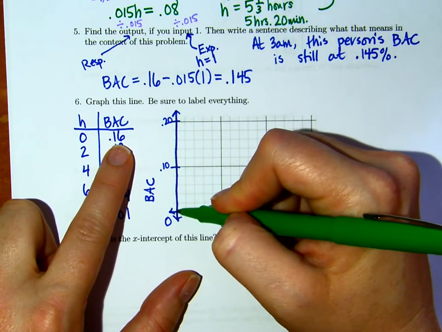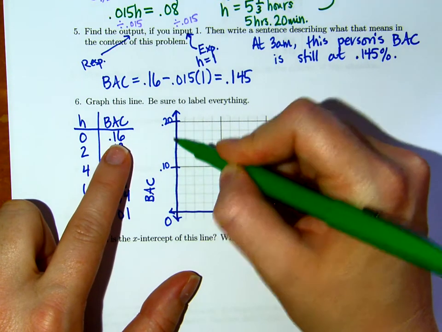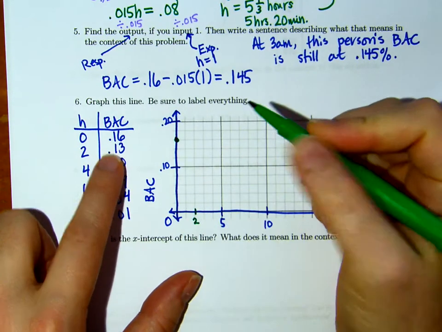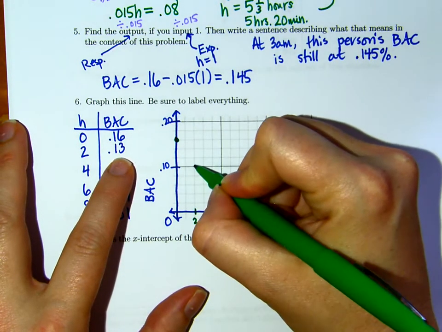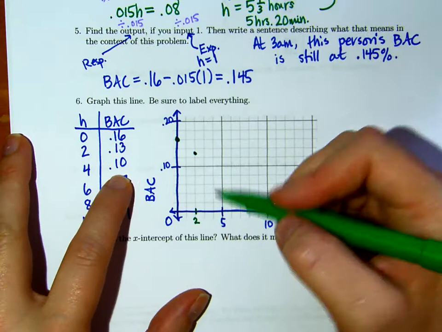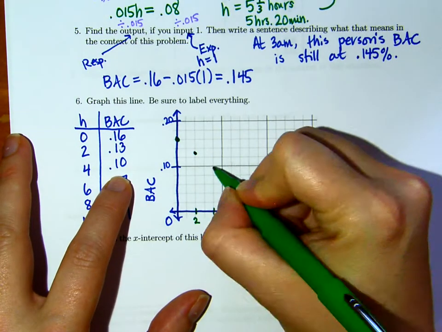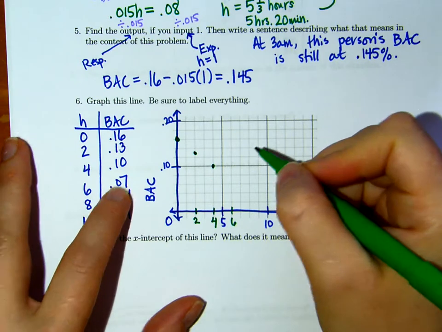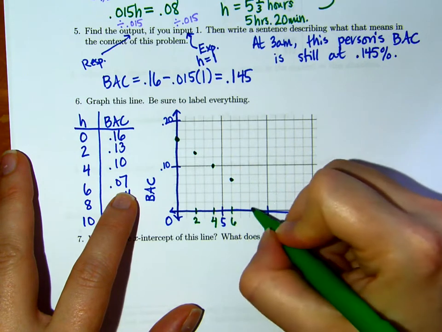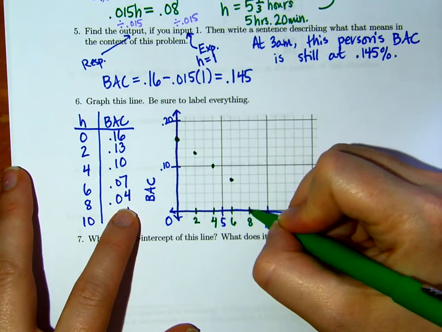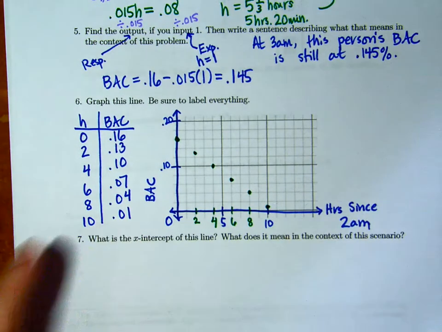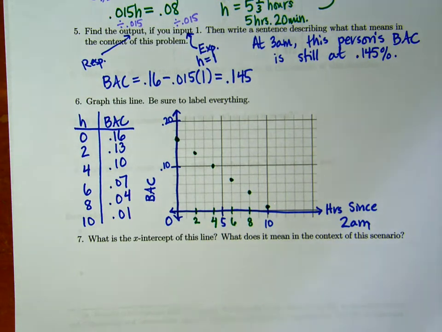So 0.16 at the initial time. There we go. And 2 hours later, we're at 0.13. So this would be 0.10, 0.12, and 0.13 there. And 2 hours after that, at 4 hours, we're here. At 6 hours later, 0.07. So 2, 4, 6, 7. And 8 hours later, we're at 0.04 BAC, and then at 10. Okay, got it.